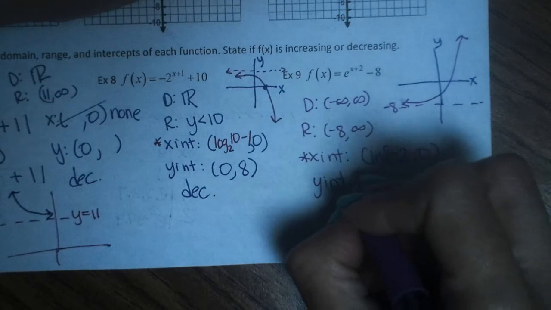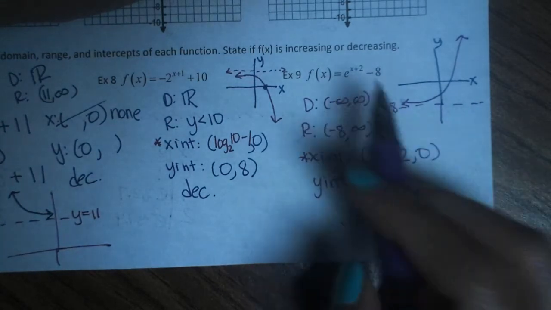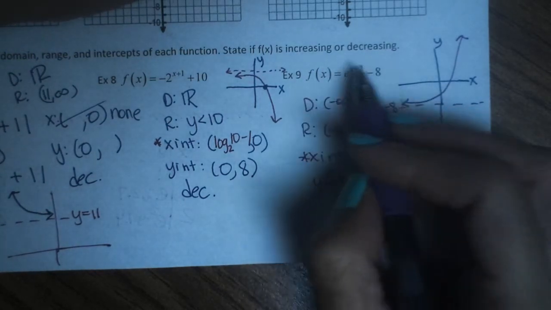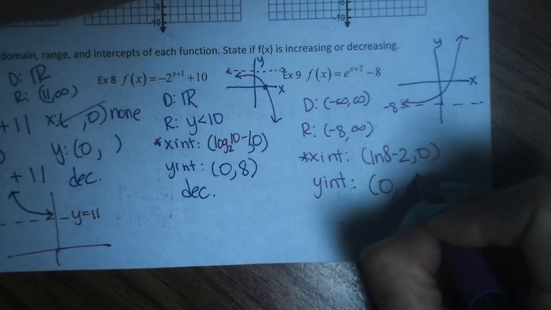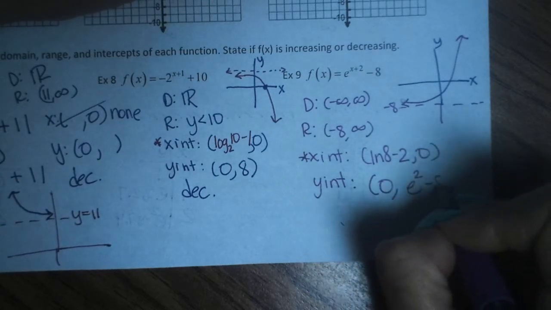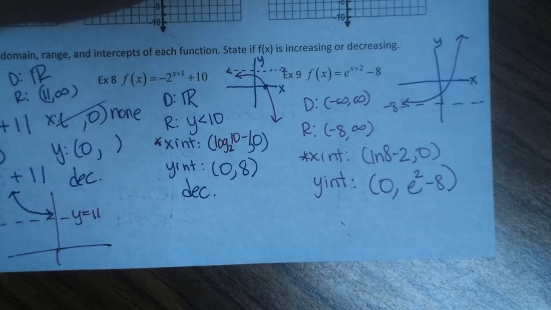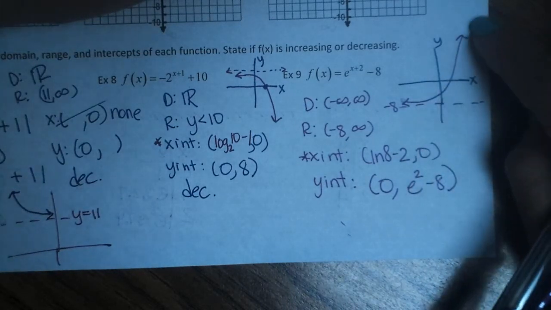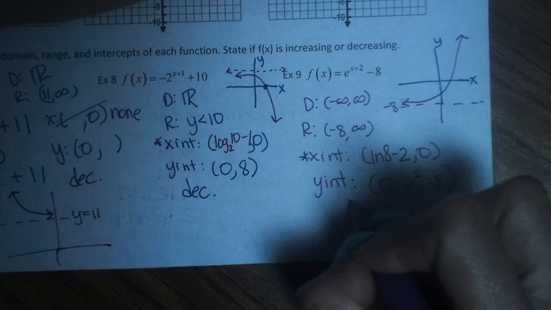The y-intercept is when x is 0. I'm going to leave it in terms of e because I'm going to have e to the 0 plus 2, so e squared minus 8. We can just leave it in terms of e. And finally, the graph is going to infinity, positive infinity, so it's increasing.